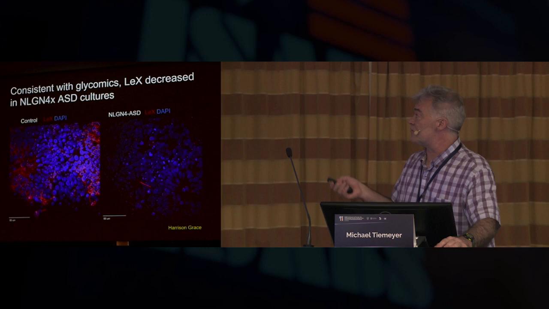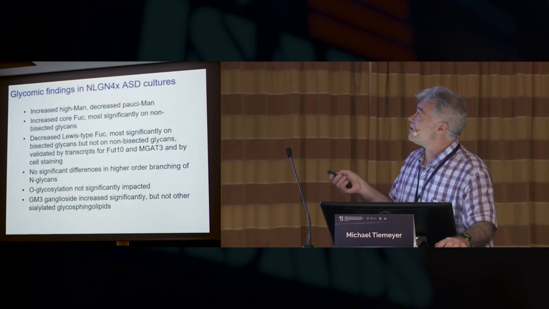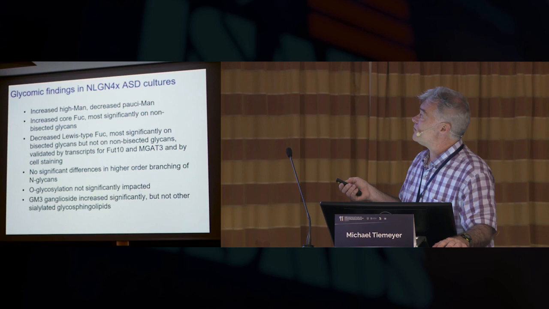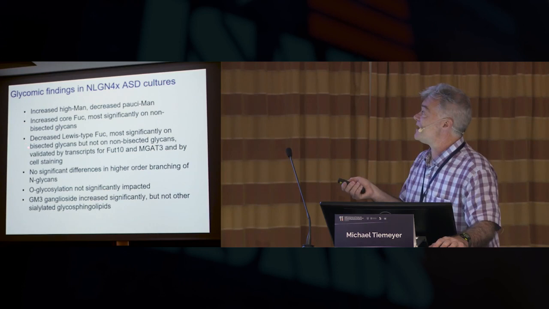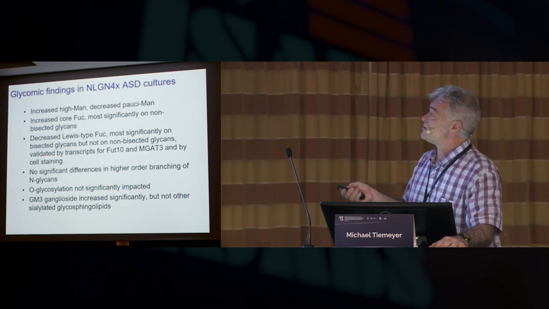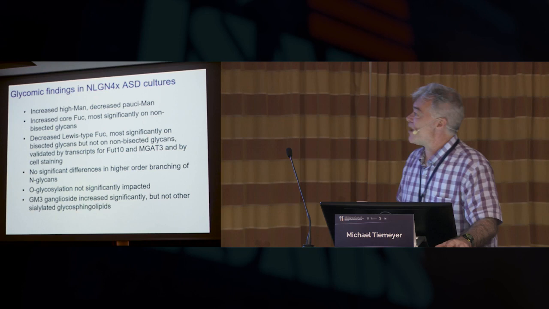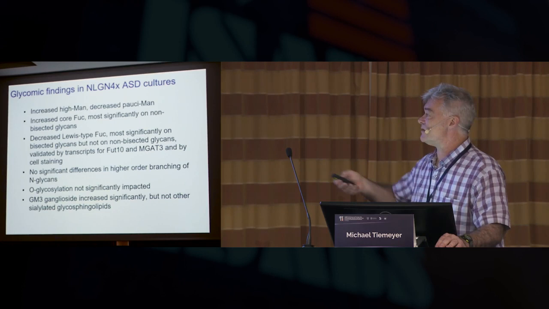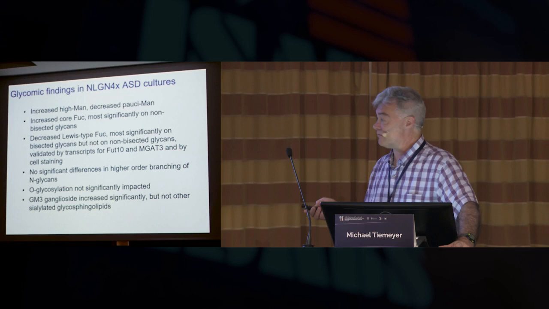So just summarizing the full glycomics we detected on these autism spectrum disorder cells, we have some increased high mannose, decreased paucimannose, but more importantly, increased core fucose and decreased Lewis type fucosylation, but differentially in the context of bisection, in bisected glycans, that was orthogonally supported by changes in transcripts, as well as by staining cells for Lewis X expression. Really no differences in higher order branching of N-glycans in the autism spectrum. O-glycosylation not significantly impacted. We did look at ganglioside changes, and GM3 was increased significantly, but that didn't filter down into other levels of glycosphingolipids, but just enhanced levels of GM3 ganglioside.